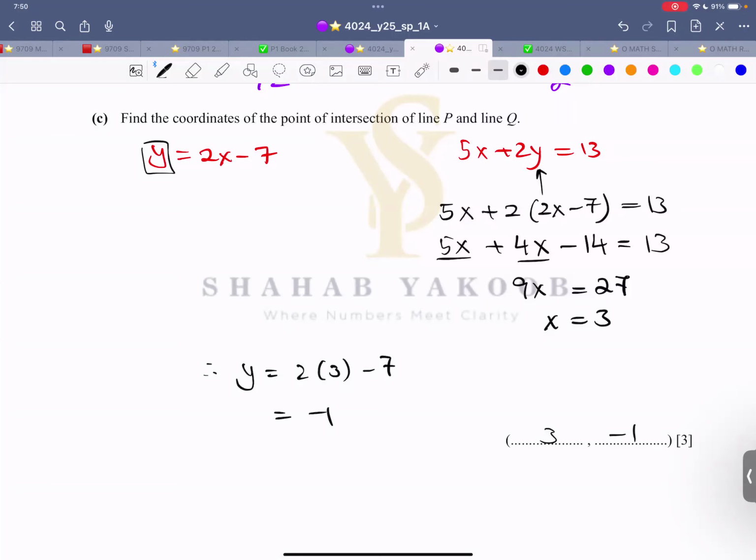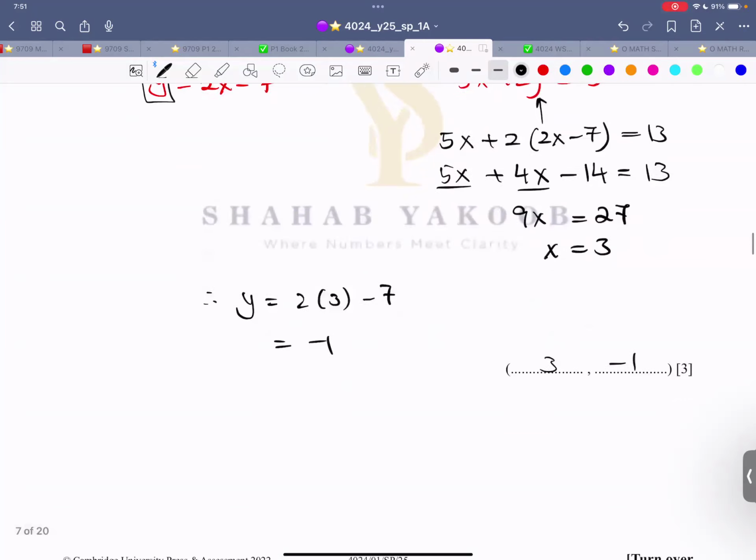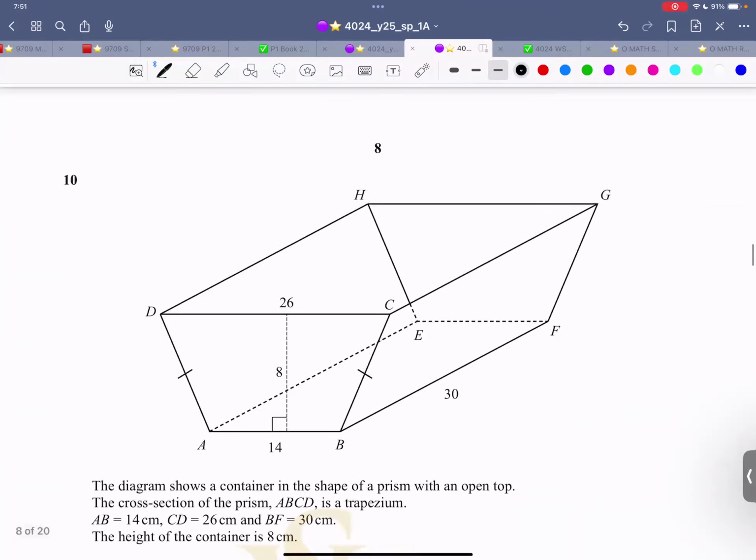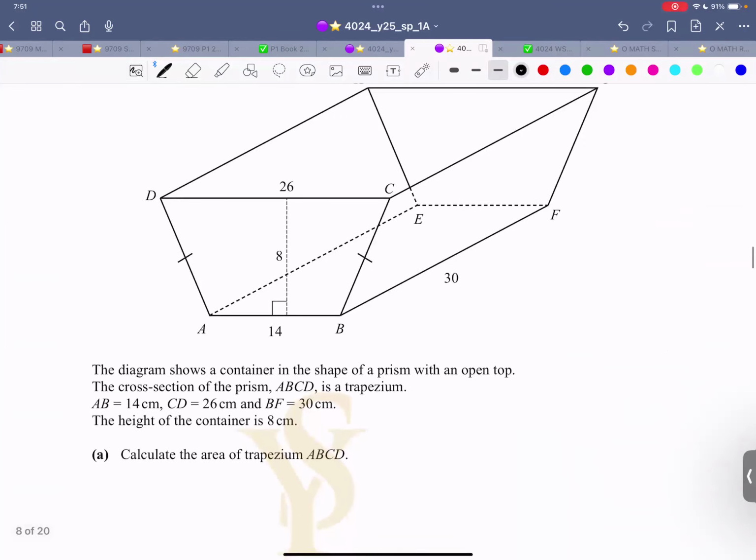Okay, so now this is all good, all done. Let's move to the next one. Question number 10, mensuration. The diagram shows a container in the shape of a prism, not prison, with an open top. The cross section of the prism is a trapezium. So we have this thing. Let me highlight this.